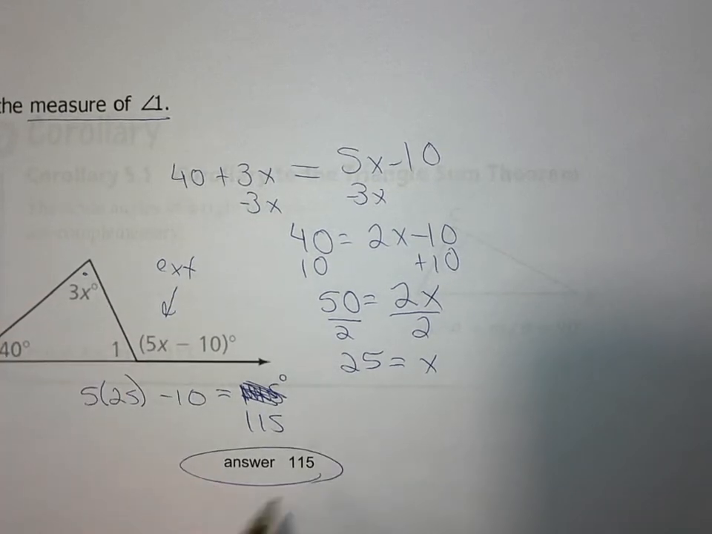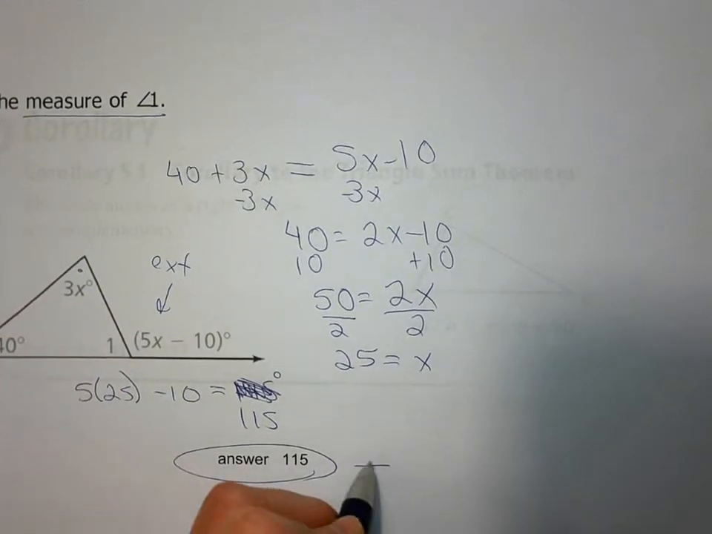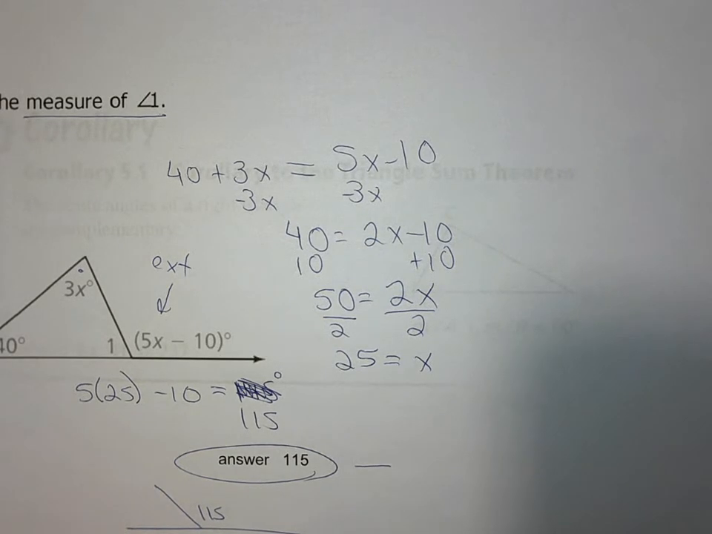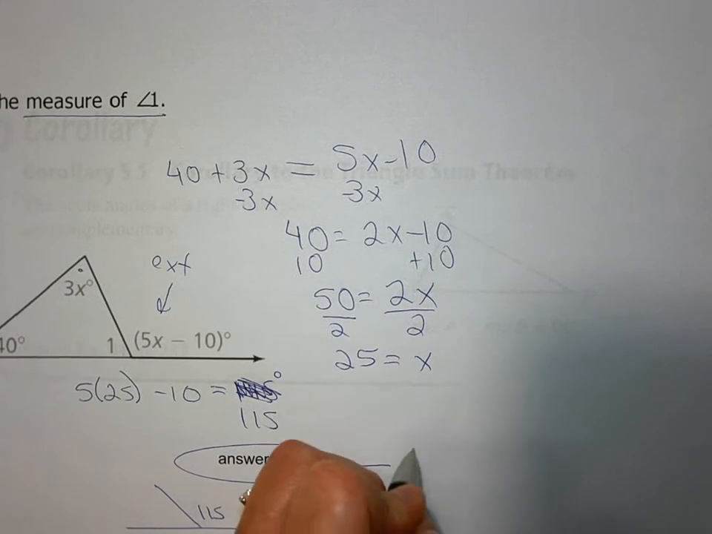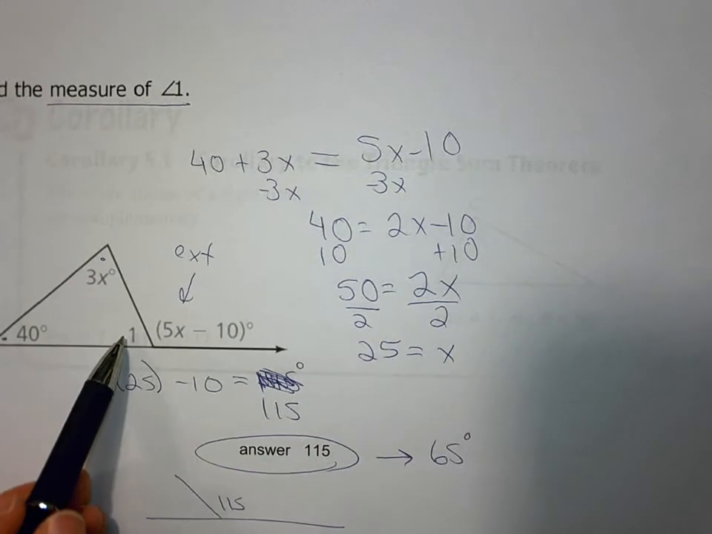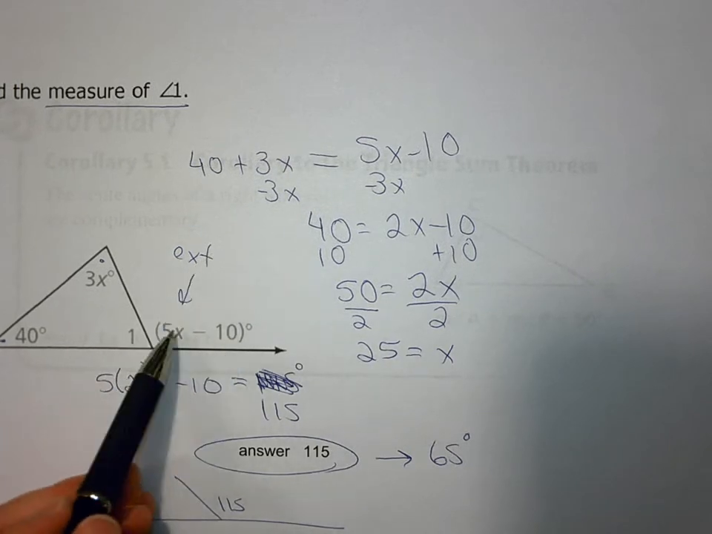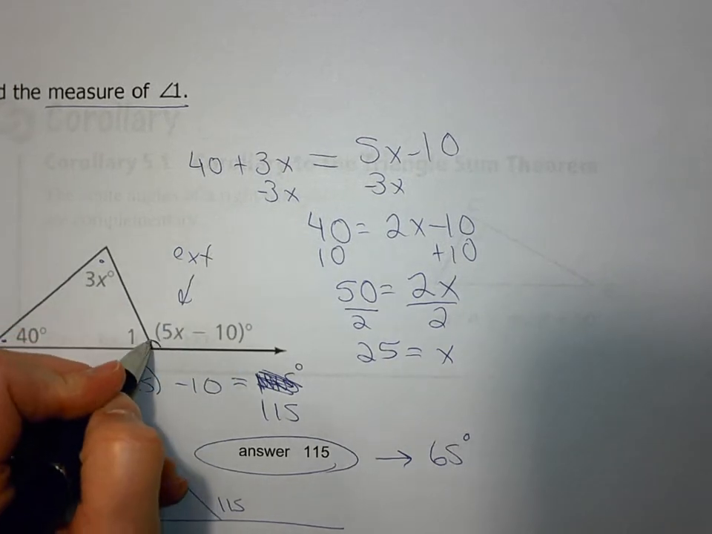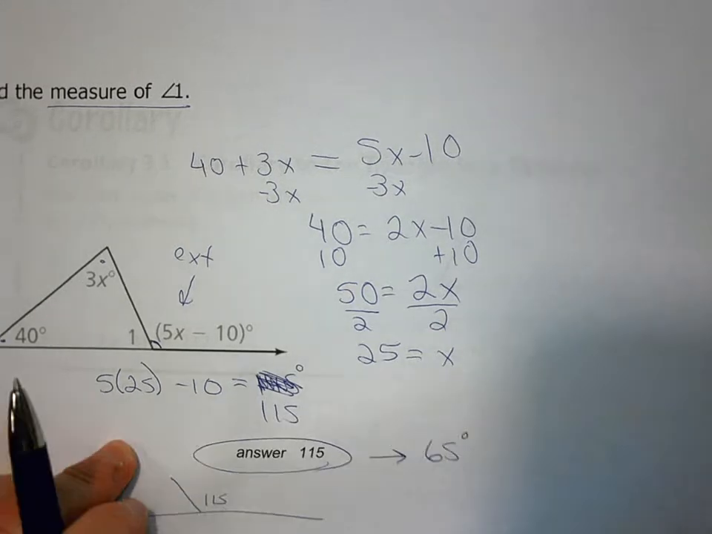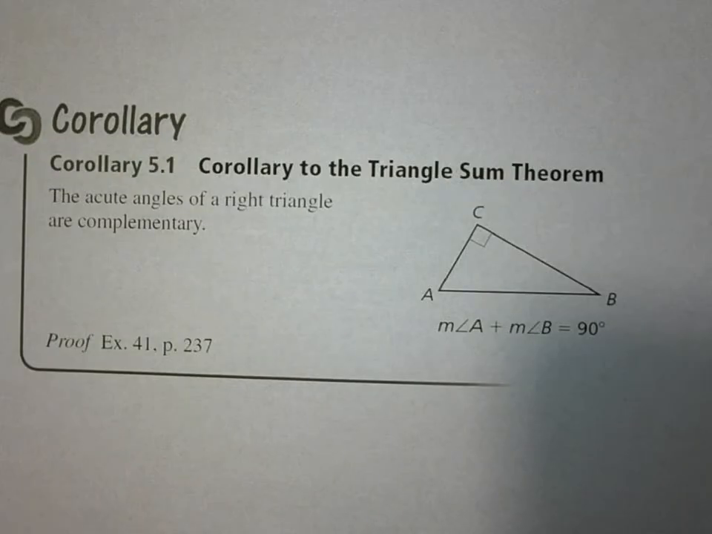However, that's not a good enough answer. So they actually want angle 1. So remember, these are supplementary. So if this is 115, angle 1 is going to be 65. So for angle 1, it's going to be 65 because we filled in, found this angle. So this is a 115, so that has to be a 65. So questions there.